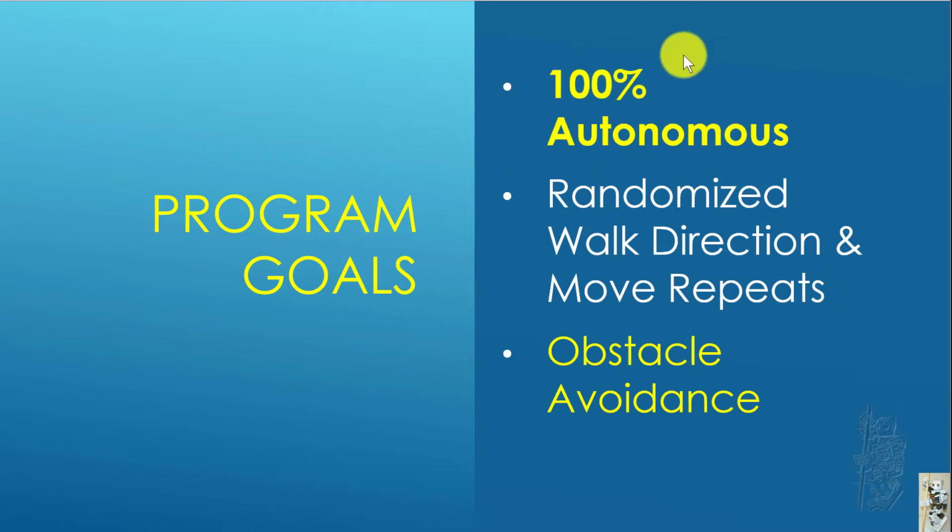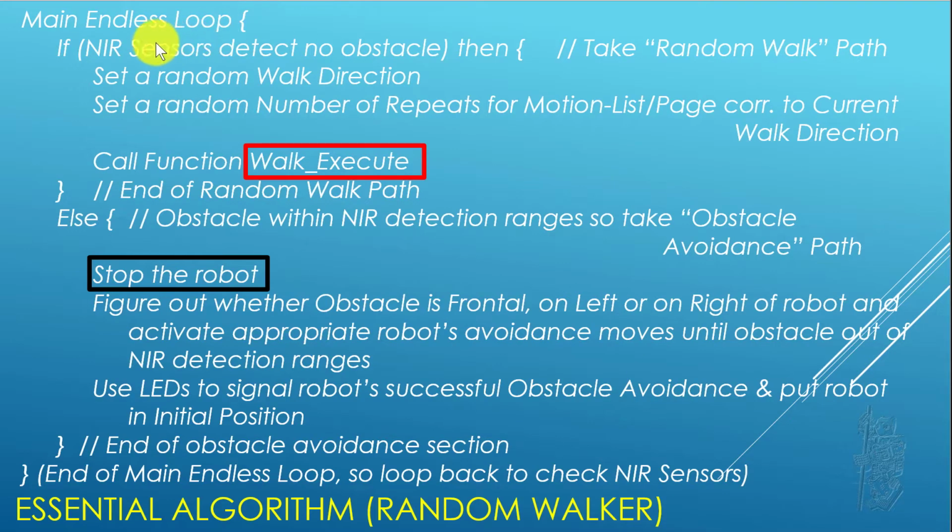So this is solution 100, autonomous. We define a randomized walk direction and move repeat for the robot to execute. It also avoids obstacles on its own, so we use the alternate algorithm described in the book.